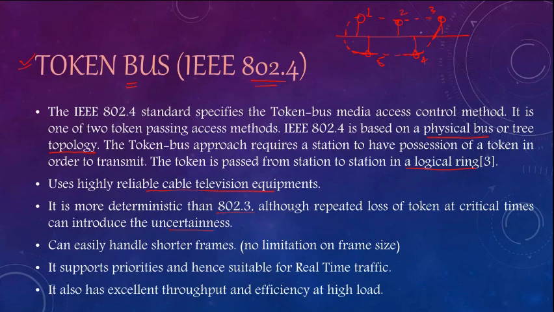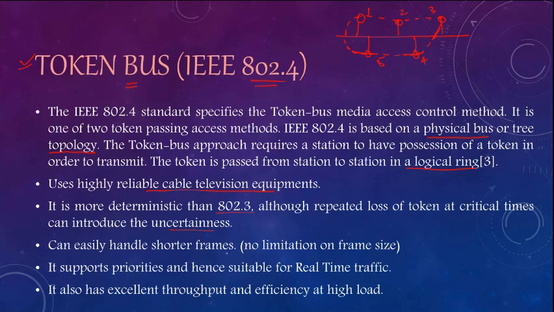Suppose the token is lost. If station 4 is transmitting and the token is lost at 4, then the others will keep on waiting for the token only, because only once they have the token can they send the data.